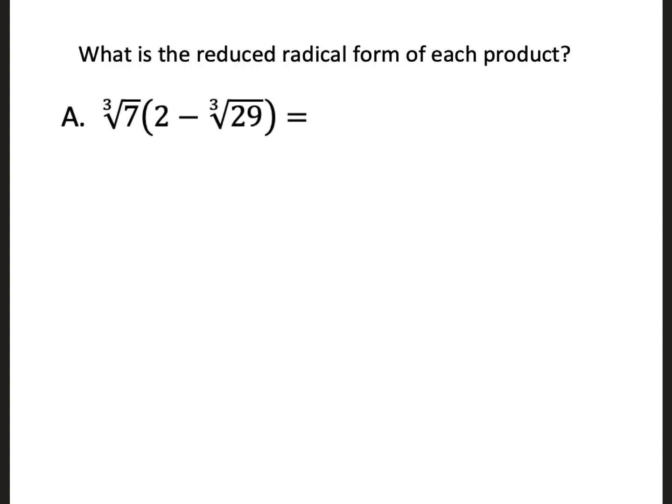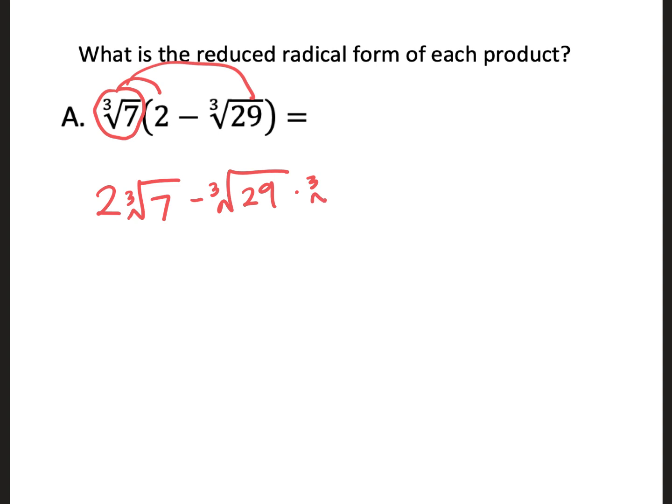For your first example, you're going to write the reduced radical form of the product below. So we have the cube root of 7 times 2 minus the cube root of 29. Essentially, just like we've done before, you're going to take your number out front, which in this case happens to be a radical, and distribute it. So I'm going to do 2 times the cube root of 7, and you can just write that 2 in front of your cube root of 7. And then we're doing negative cube root of 29 times the cube root of 7.